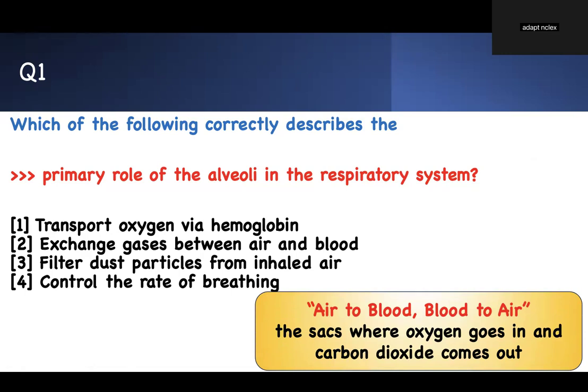Therefore, what? The sac where oxygen goes in and carbon dioxide comes out. So we're looking for what? Air to blood and blood to air, which is the sac. Which of these answers represents that? Think about it. Transport oxygen via hemoglobin. Exchange gases between air and blood. Do you see air and blood there? That's your mnemonic. The right answer is number 2.